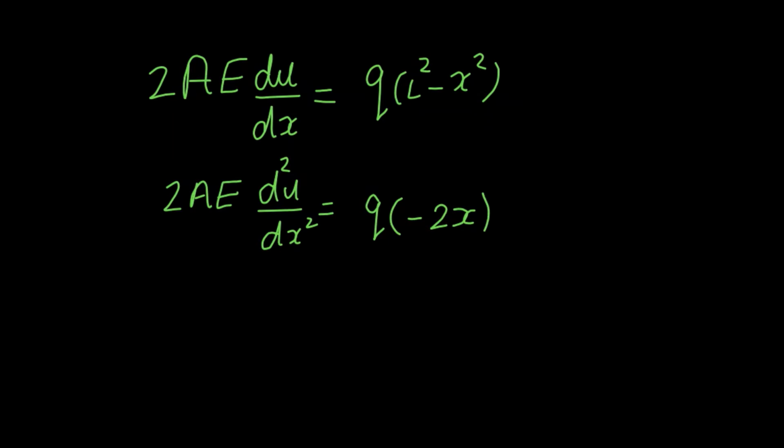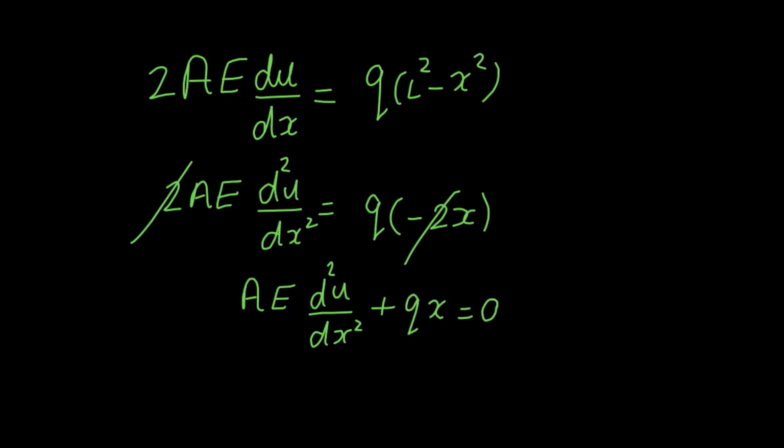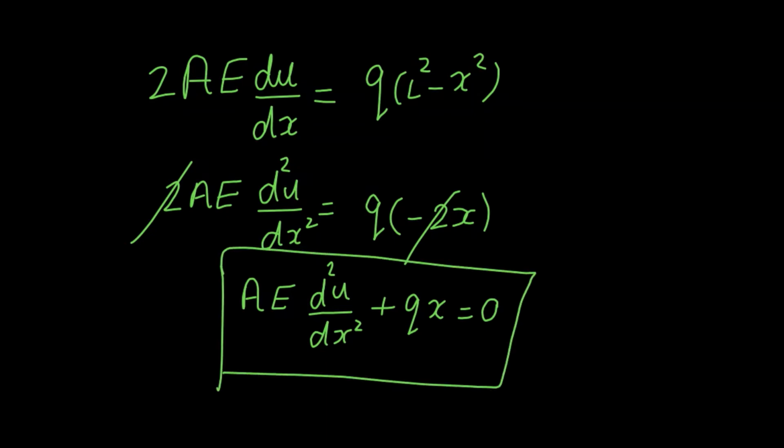So I can cancel this 2 and this 2, and I can bring the right hand side towards the left hand side. So the equation that you are going to get is AE into d squared u by dx squared plus q into x is equal to 0. That is the governing differential equation of a bar that is subjected to uniformly varying axial load. There is information that is stashed in this governing differential equation. In the next video, we are going to solve this governing differential equation in order to squeeze out that information.